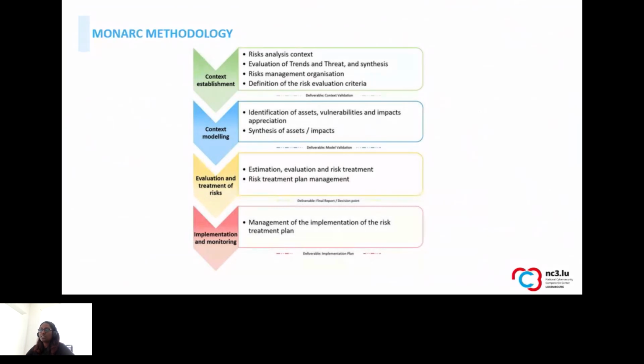Then we move on to the next step, which is context modeling. Here you identify all your assets, and the vulnerabilities and impacts can be defined at this place. But if you're using MONARC, you already have the vulnerabilities and impacts mapped. So that is an inheritance that you could get. And in case there are certain things specific to your environment, you can always add those vulnerabilities and impacts. After this step, we have another downloadable that is called model validation.